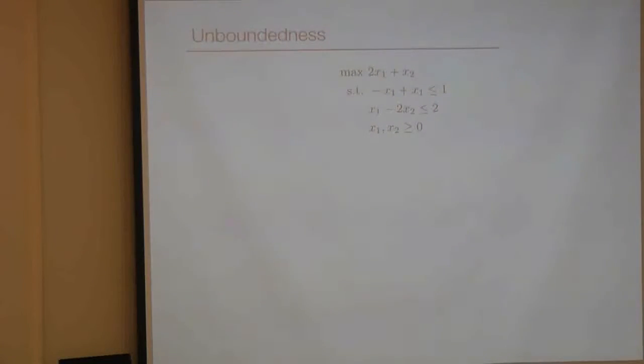So in the first constraint there is minus x1 plus x2. Sorry, it should be minus x1 plus x2. Yeah, here it should be plus x2.